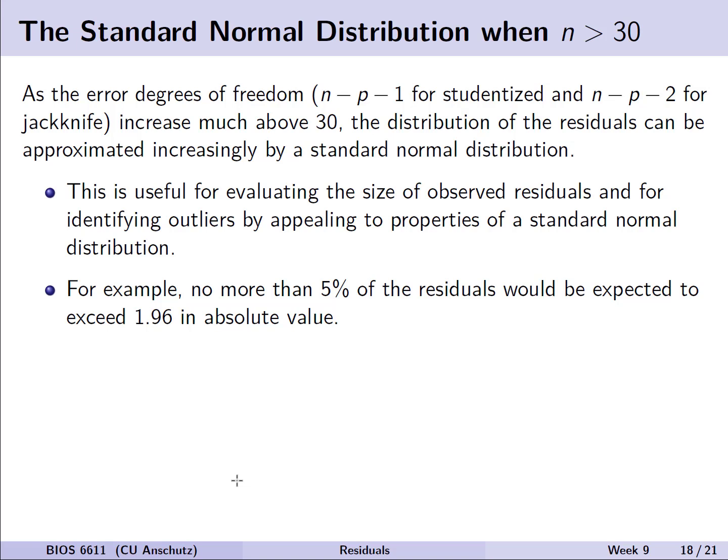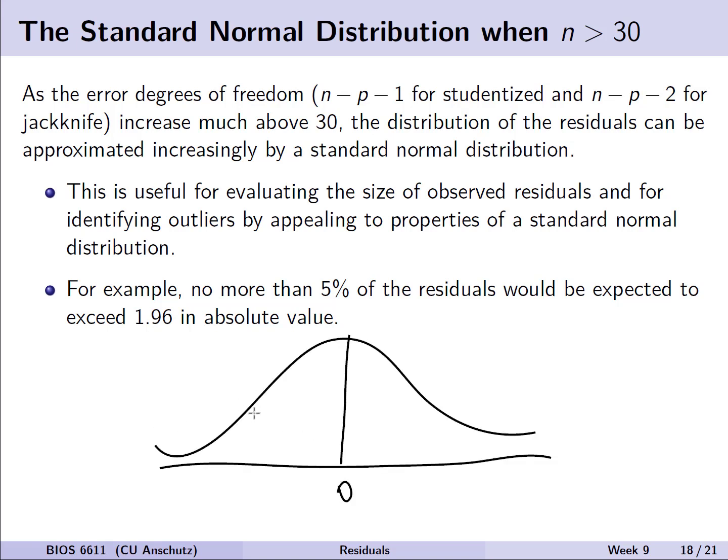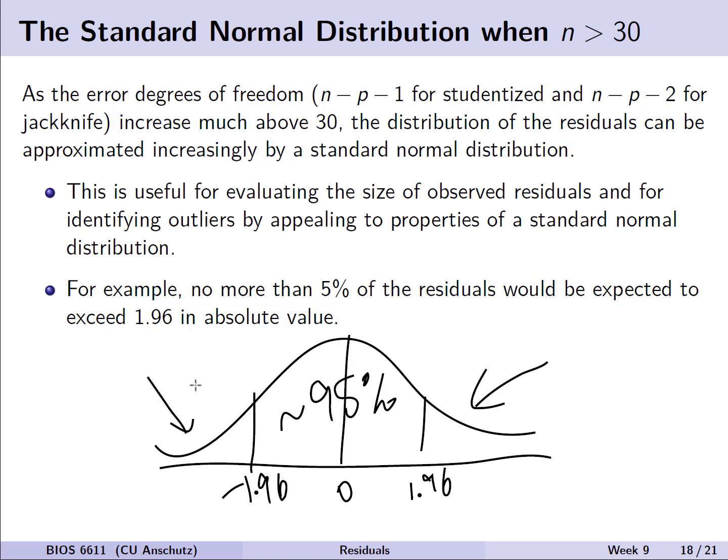This is useful for evaluating the size of observed residuals and for identifying outliers because we can appeal to the properties of a standard normal distribution, where again we might expect that no more than 5% of the residuals would exceed 1.96 in absolute value. Again, thinking just about that standard normal distribution, where if we have negative 1.96 and positive 1.96, we expect about 95% of our sample to fall within those two values. Therefore, if we did see a larger percentage of observations in either one of these tails, we may be suspect that our assumptions have been met.